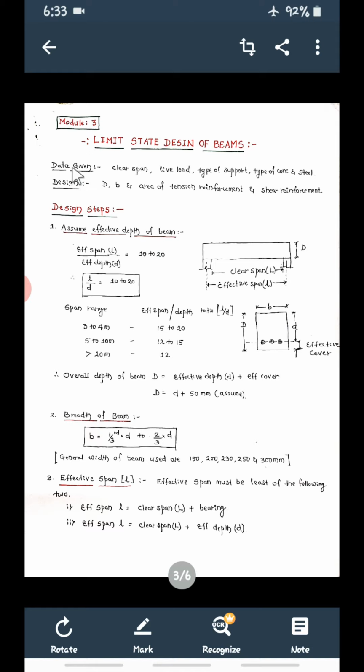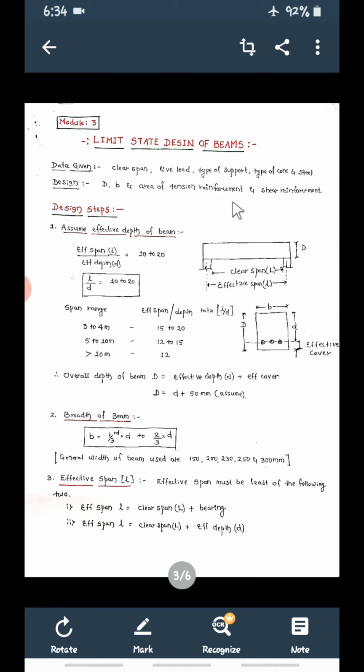Okay, so now what will be the data given in the design? The clear span of the beam will be given, the live load on the beam will be given, then the type of support, whether it is a simply supported, cantilever or continuous beam, will be given. Then the type of concrete and steel, that is the grade of concrete and steel, will be given. So this is the only thing that will be given in the problem. Clear span, live load, type of support, whether simply supported, cantilever or continuous beam, then grade of concrete, M20, M15, M25, like that, then grade of steel, Fe415 or Fe250 or Fe500 grade steel will be given.